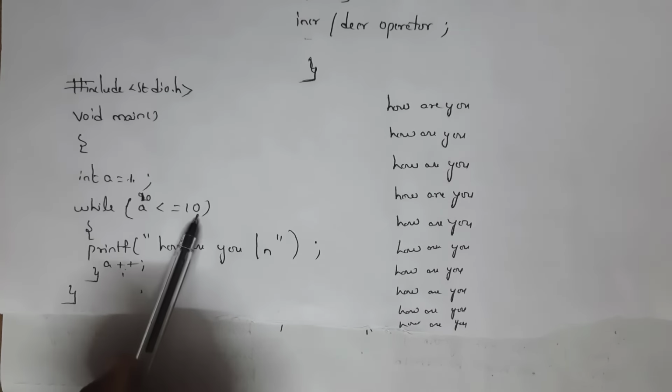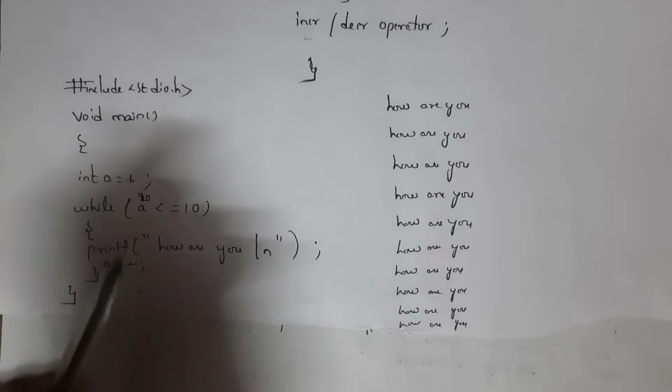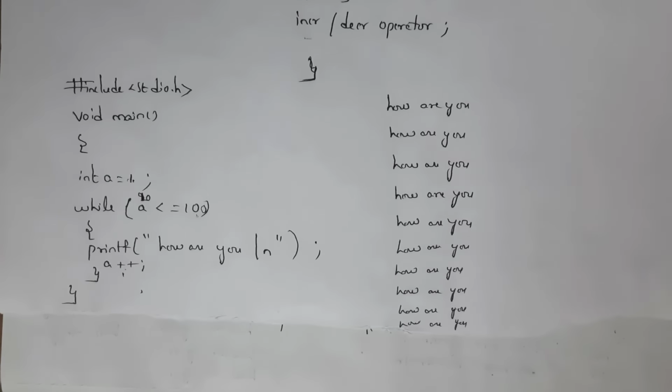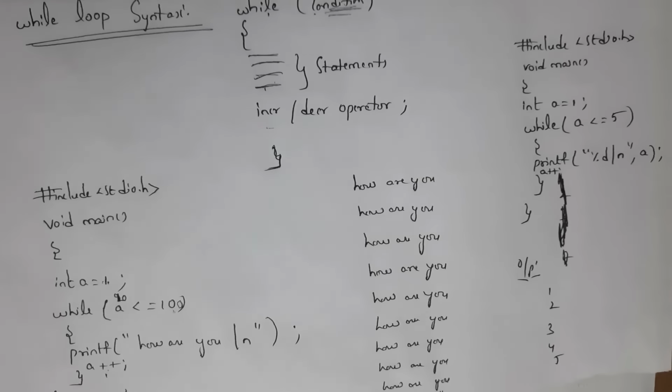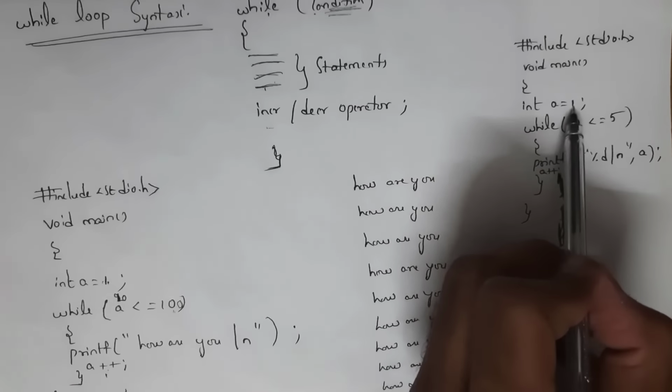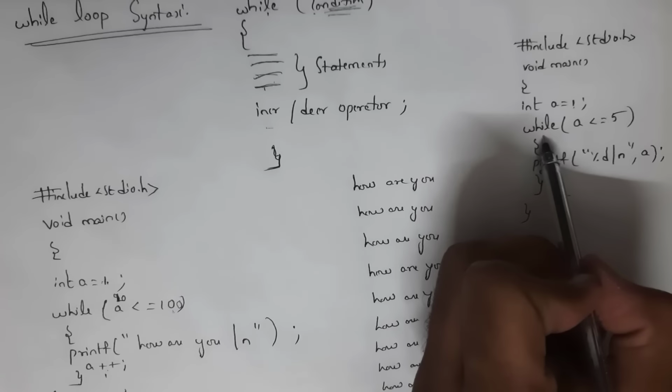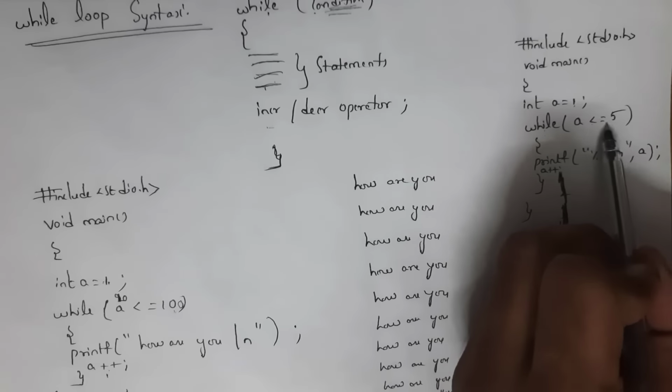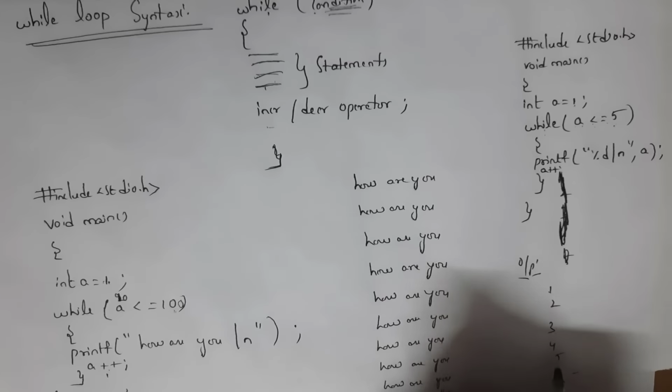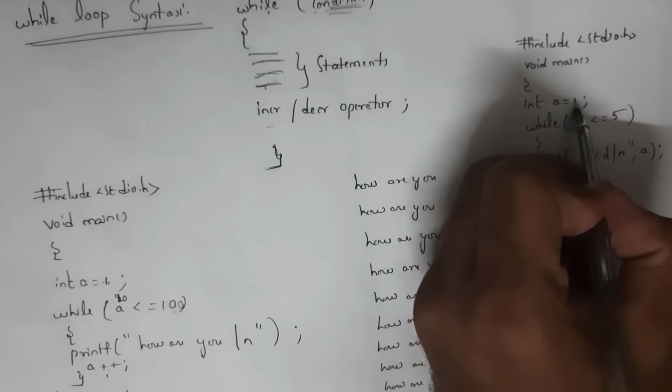For example, if you want to print how are you 100 times, just in place of 10 you can give 100 here. So whenever you give it like this, you will get the output how are you 100 times. For example, I want to print numbers from 1 to 5. So at first I wrote int a equal to 1 because I am starting from 1, and I am giving the condition, that is while a less than or equal to 5. Here I am giving a less than or equal to 5 because I want to print numbers from 1 to 5.